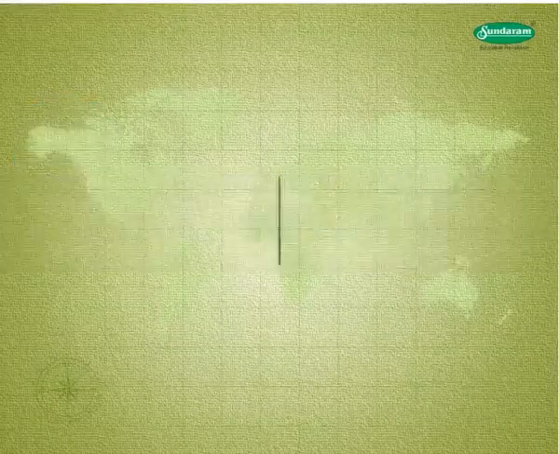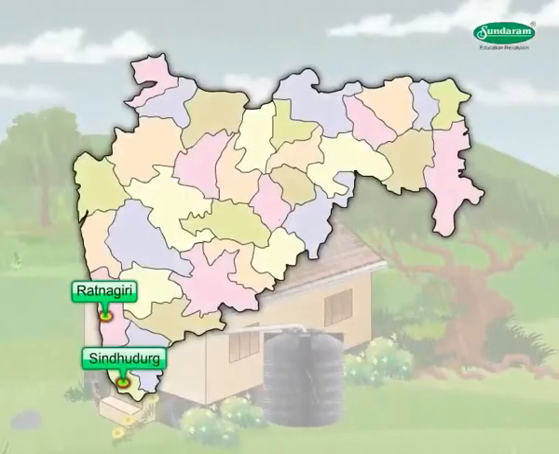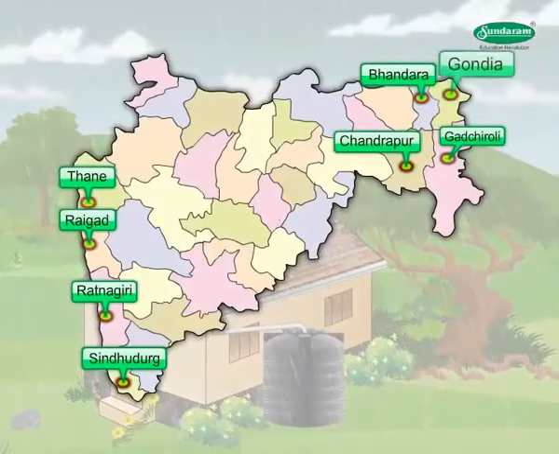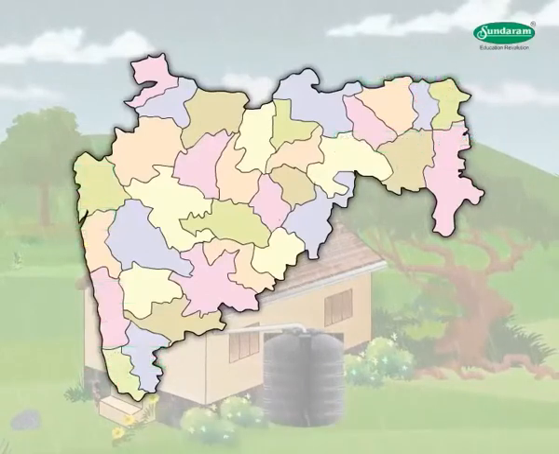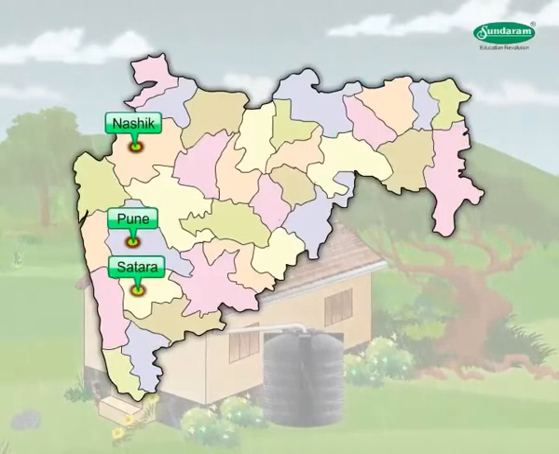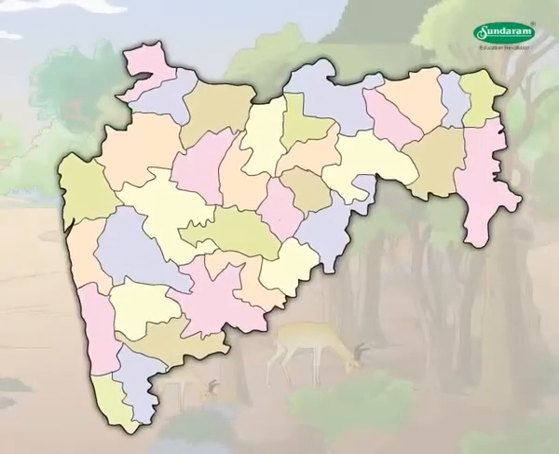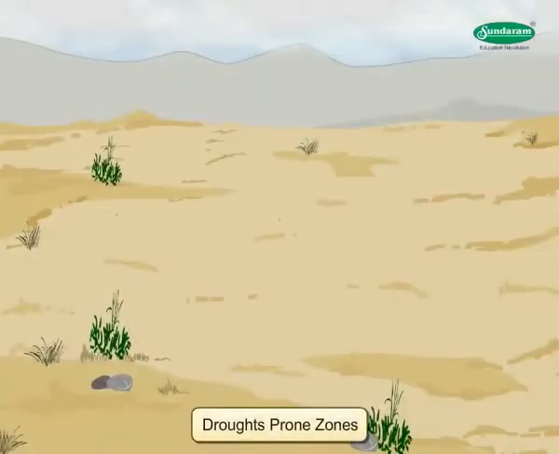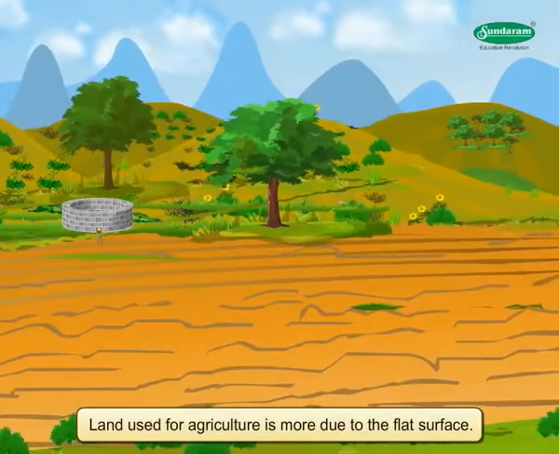Areas under forest. Average annual rainfall in Maharashtra is 1000 millimeters. Ratnagiri, Sindhudurg, Raigad, Thane, Gadchiroli, Chandrapur, Bhandara, Gondia districts of Maharashtra receive rainfall of more than 1000 millimeters. On the eastern slopes of the Western Ghats, particularly western parts of Nasik, Pune, Satara, Sangli, Kolhapur districts have significant areas under forests. Forests in central Maharashtra are very limited due to low rainfall. These areas are under drought-prone zones. In the same areas, land used for agriculture is more due to the flat surface.